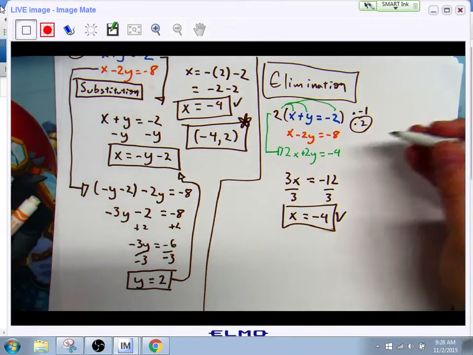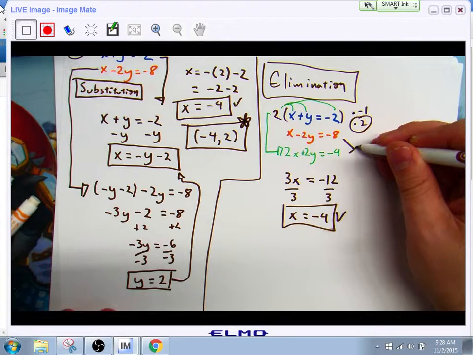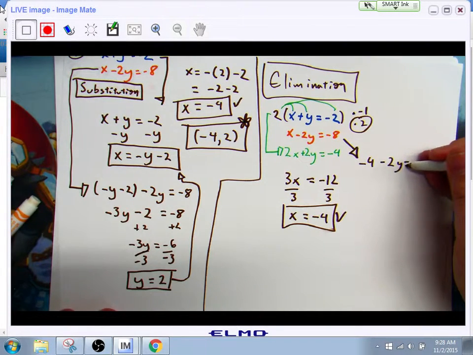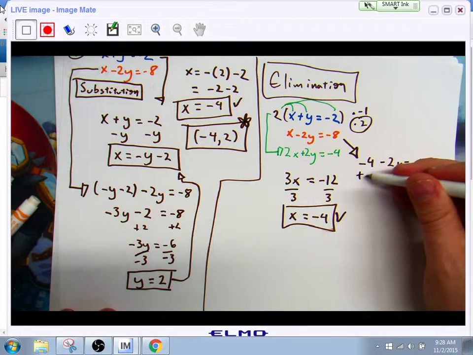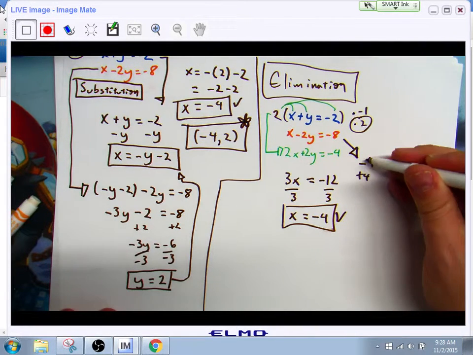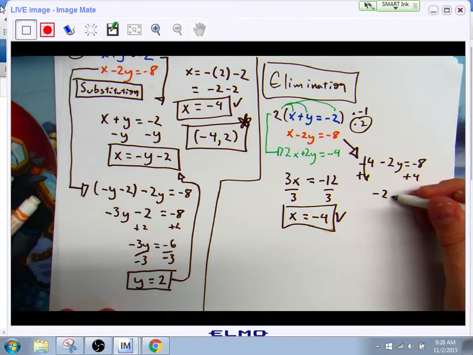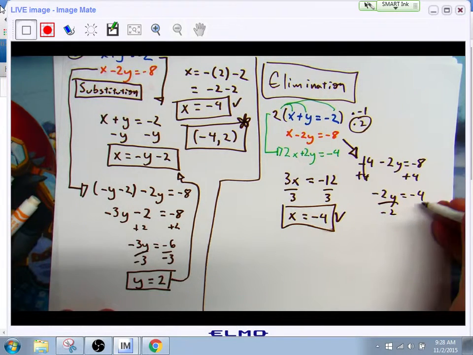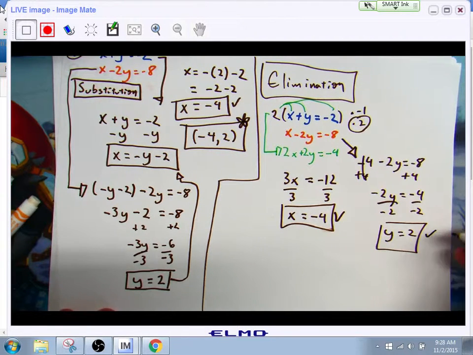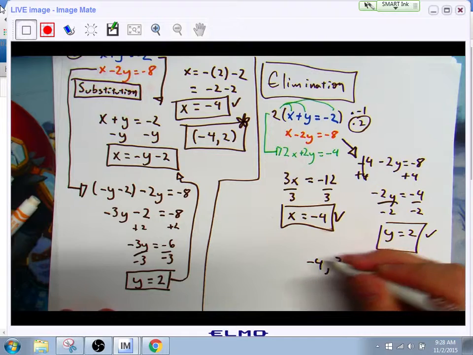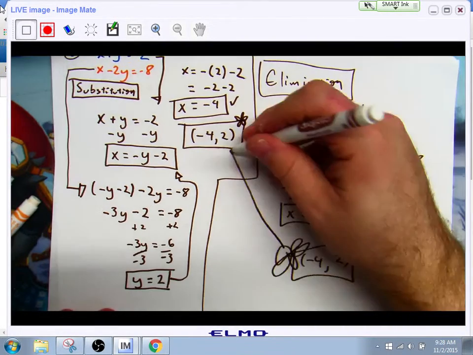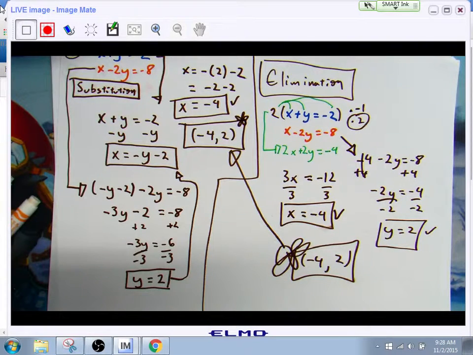Now I just plug it into any equation. I'll do the orange one. So I have negative 4 minus 2y equals negative 8. Get my y term by itself, so I'll add my constant term. Negative 2y equals negative 4. Isolate my variable, y equals 2. And sure enough, negative 4, 2 is my answer. Put a big old bow on it. And that's what I got the other way too.